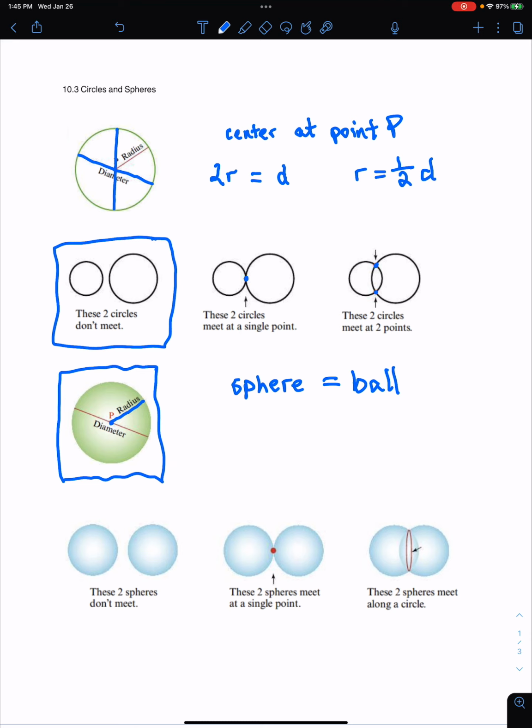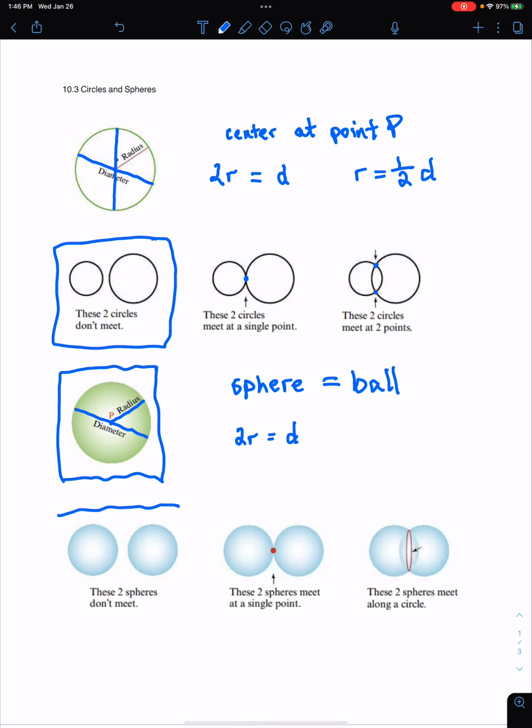Likewise, we have the diameter of a sphere where it touches the outside edge, goes through the center, and then touches another outside edge. Same kind of relationships between radius and diameter. 2 times the radius is the same as the diameter, or we could also say a radius is half the diameter.